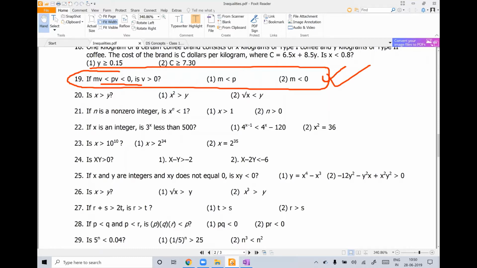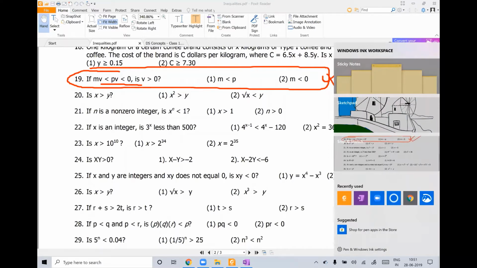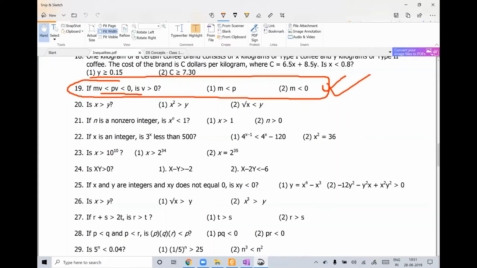If this question comes in front of you, where it is given that MV is less than PV is less than zero, the question is asking: is V greater than zero? So one statement is very easily solvable. See here, the question is V greater than zero, right? Now see a bit here. Is MV less than zero or not? MV is less than zero, right? And M is less than zero, and V has to be greater than zero. So option number B is sufficient for sure.